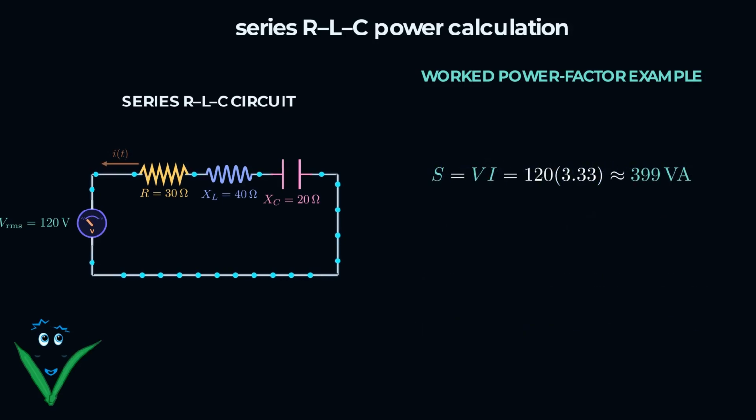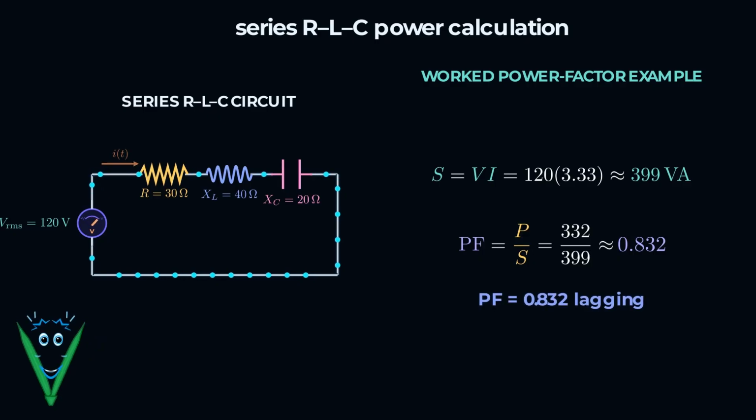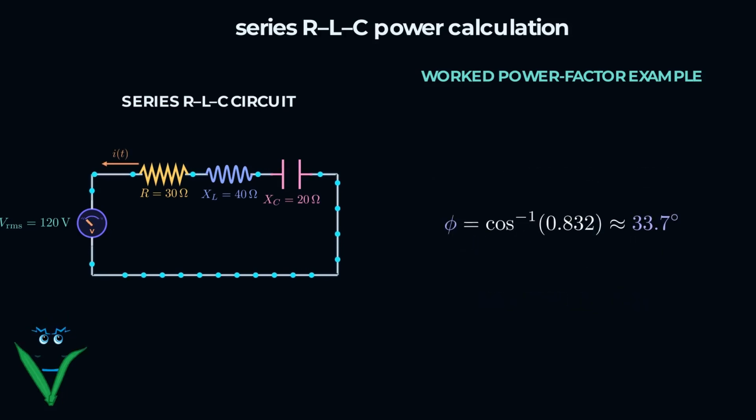The apparent power is the RMS voltage multiplied by the RMS current. 120 volts multiplied by 3.33 amperes gives approximately 399 volt-amperes. The power factor is the real power divided by the apparent power. 332 divided by 399 gives approximately 0.832. Since the circuit is inductive, this is described as a power factor of 0.832 lagging. Taking the inverse cosine of the power factor gives a phase angle of approximately 33.7 degrees. The current, therefore, lags the supply voltage by about 33.7 degrees.